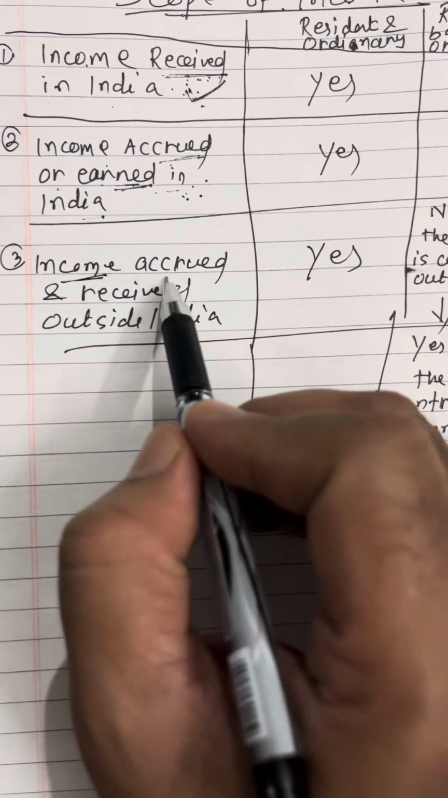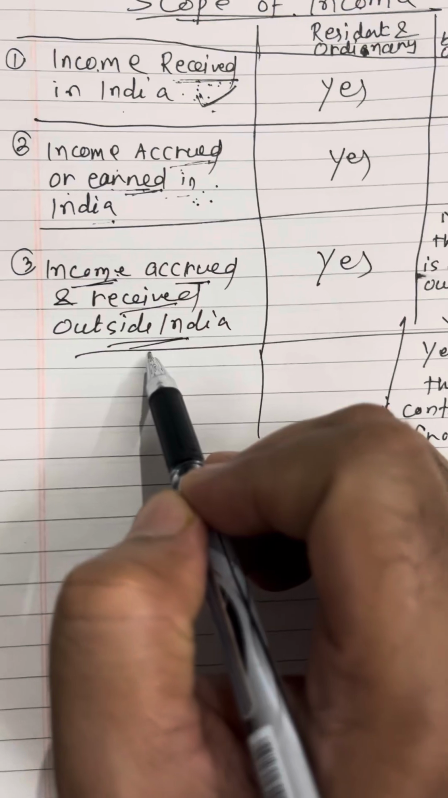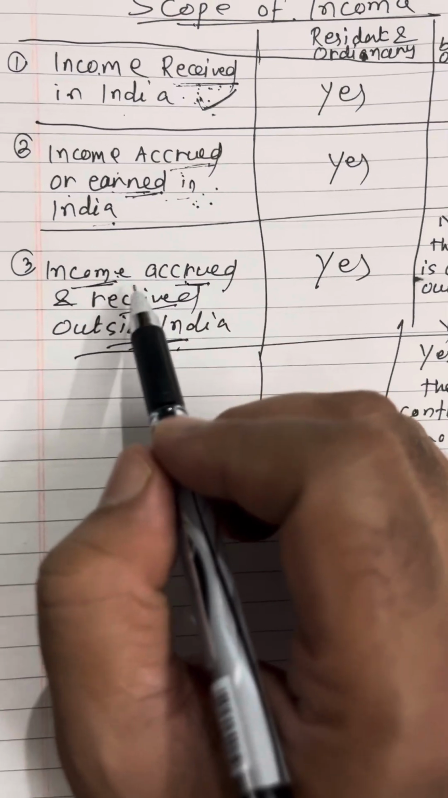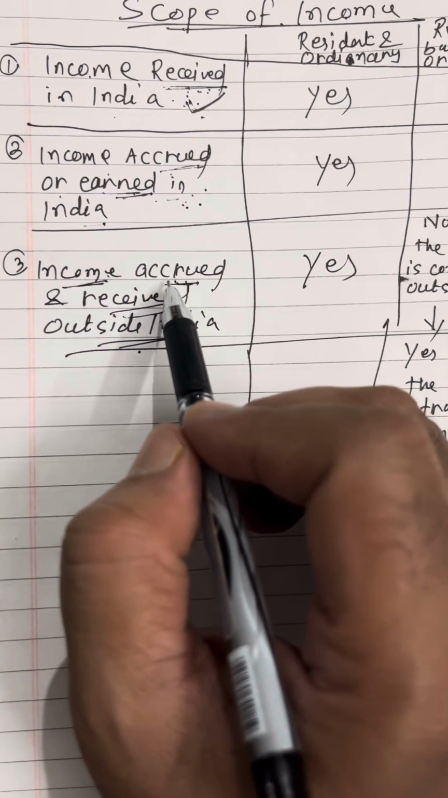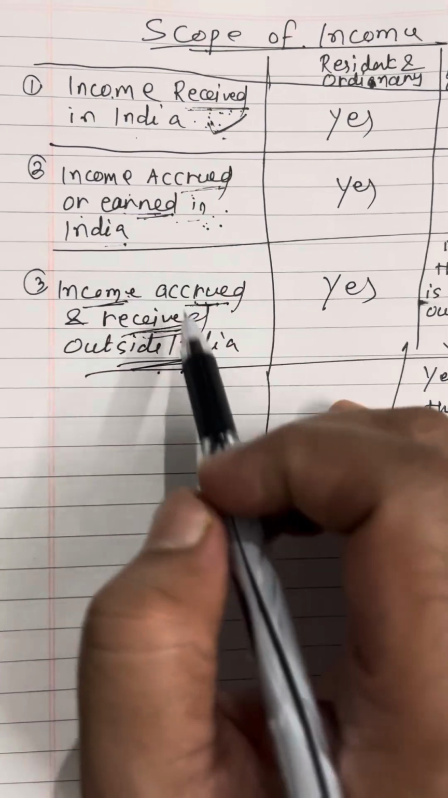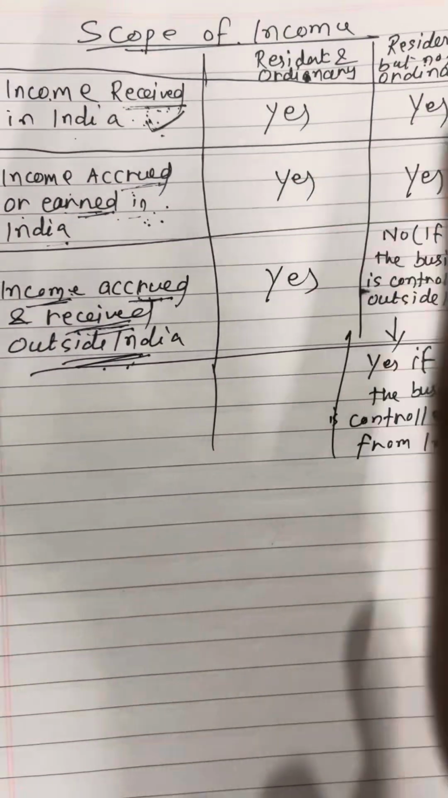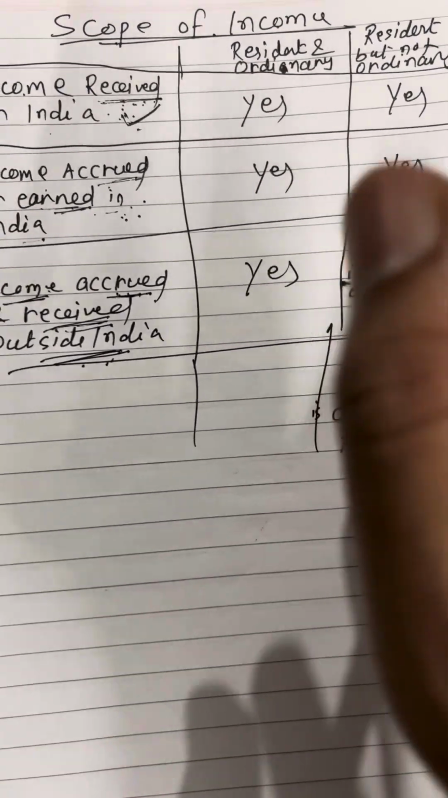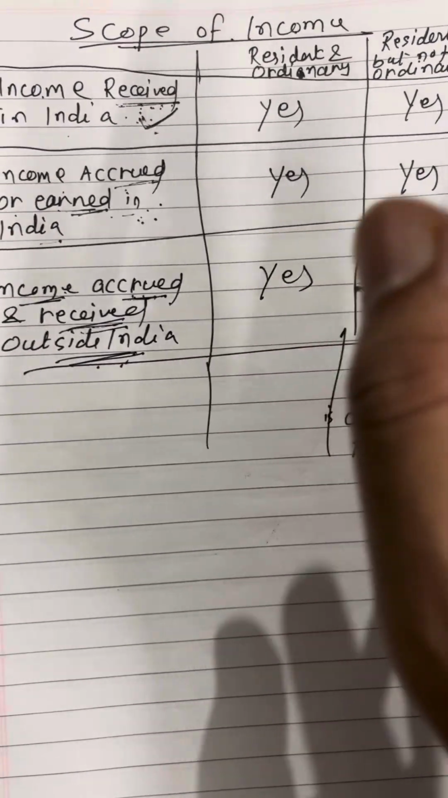Last, income accrued or earned and received outside India. So in the third case, you have not earned your income in India and you have not received your income in India. That means, for example, your salary you earned outside India and also received outside India. Three situations. Now see, as per your residential status. Again, I am just telling you, if anyone has doubt about residential status, they can please reach out to me to clear their doubts.